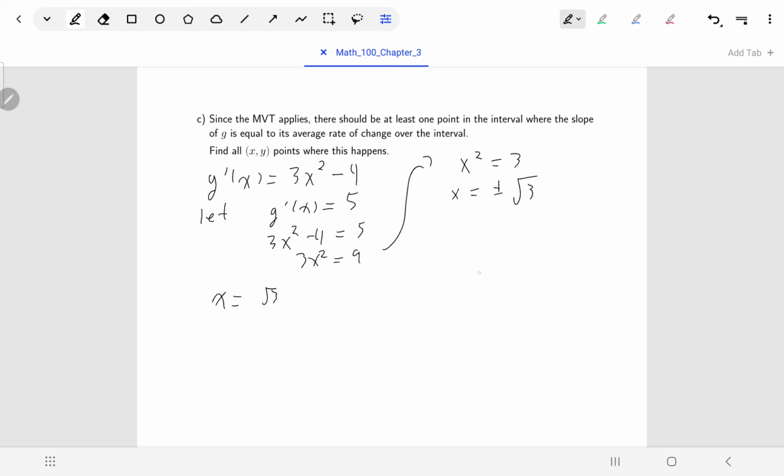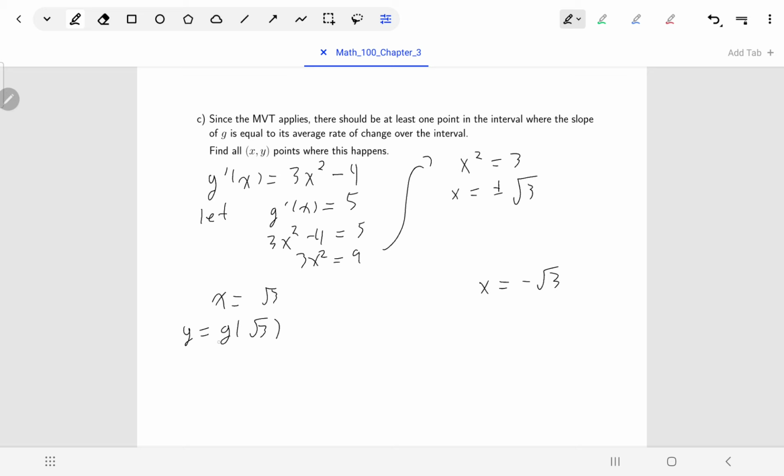I'll do my two values separately. If x is positive root 3, then the y value is g of root 3. Notice we're going back into the original function. It's the original function that gives us y values. g prime gives us slopes. We're not interested in slopes. We know what the slope is. At root 3, the slope is 5, and we know that because we just found it.